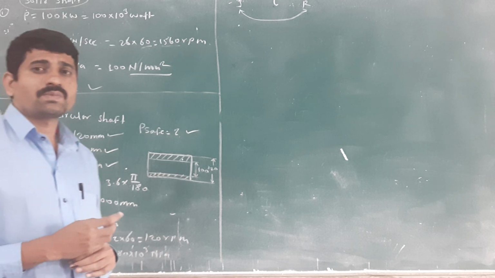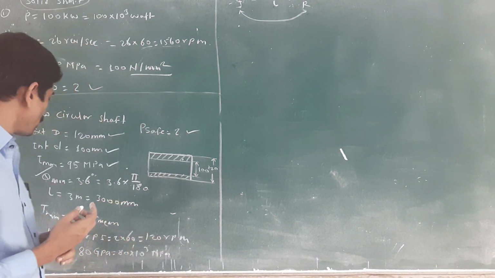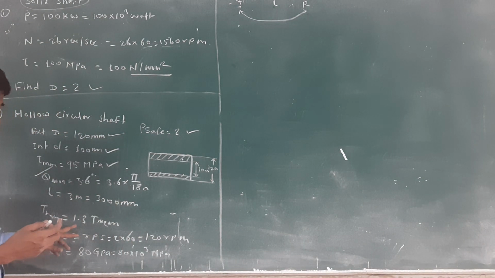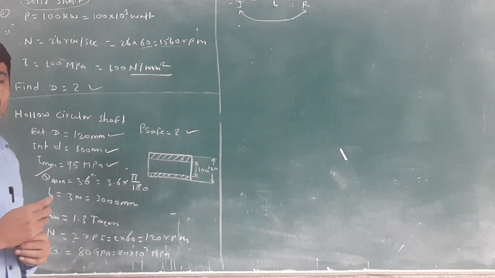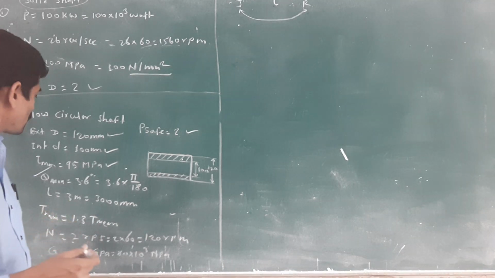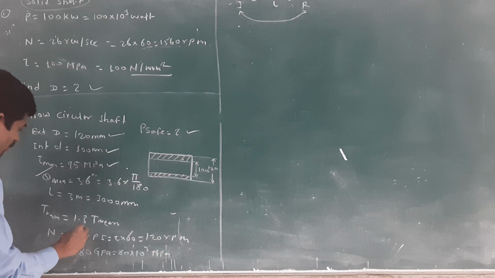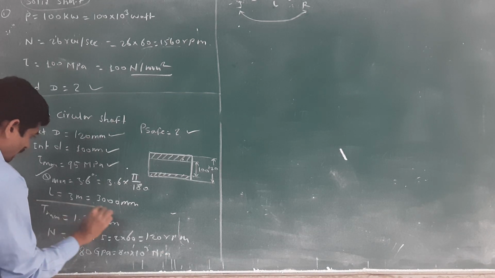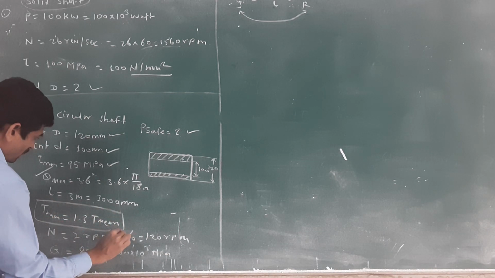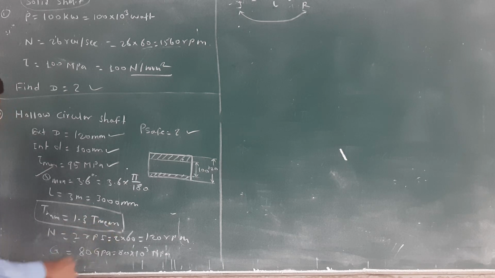And one relation is given. This maximum torque is more than 30% of the average torque. Then you will get the relation indirectly: T max is equal to 1.3 T mean.